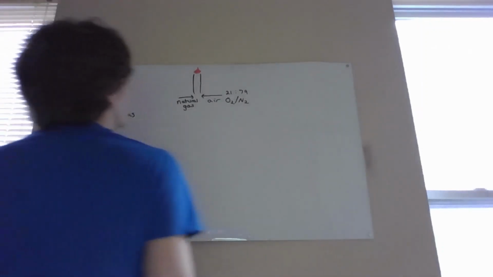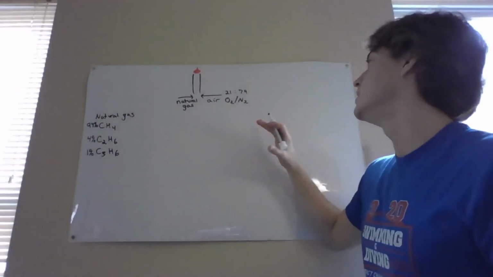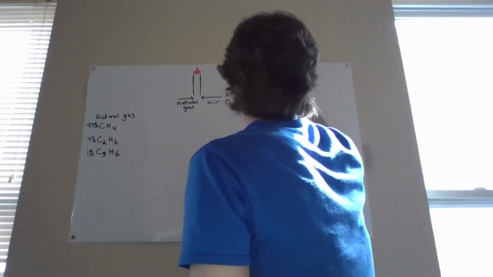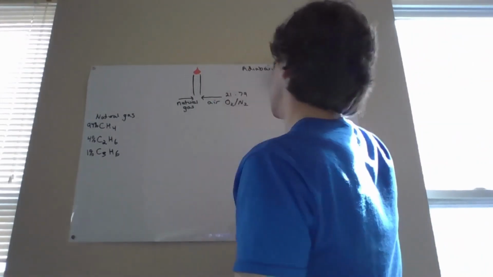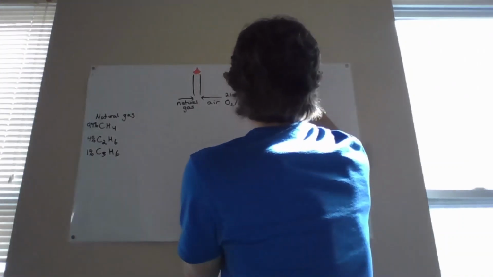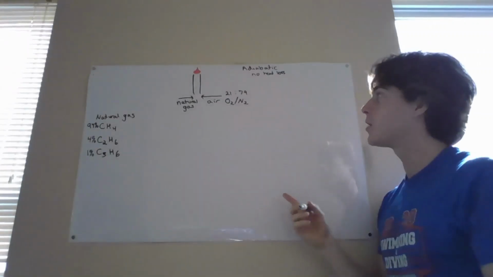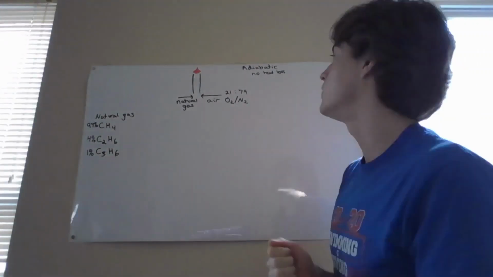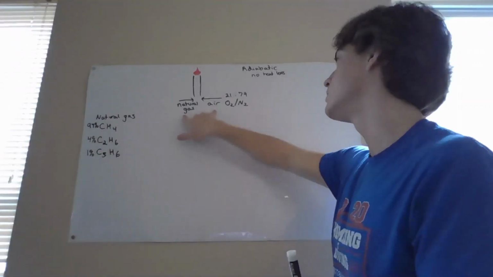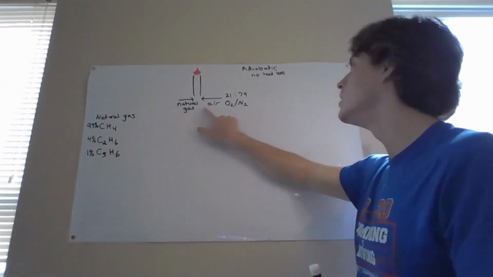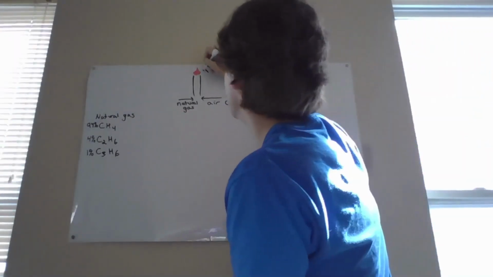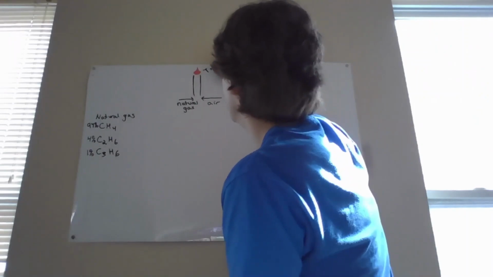We are going to assume that this flame is adiabatic, which means there are no heat losses to the surroundings. This simplifies the problem a little bit, and it'll allow us to find the temperature because the enthalpy of the inlet stream, which is the natural gas and the air, will be equal to the enthalpy of the flame. We can use that to find the maximum temperature of this flame.